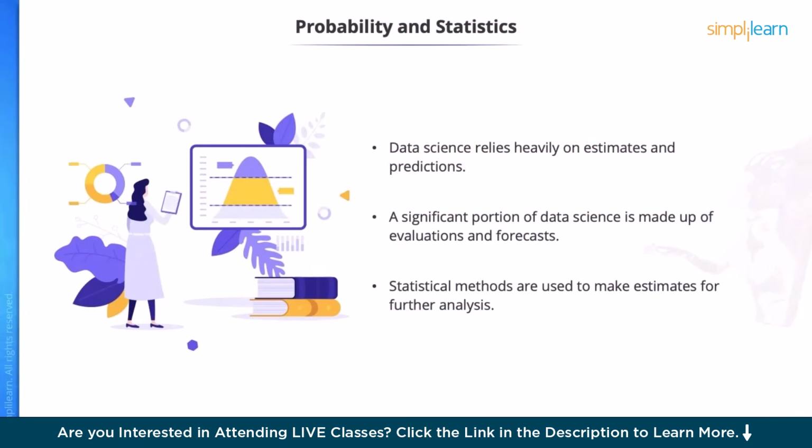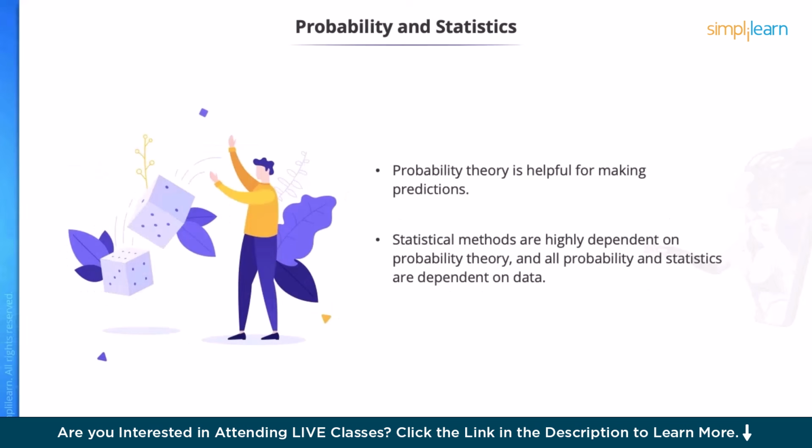Basics of statistics and probability. Data science relies heavily on estimates and predictions. A significant portion of data science is made up of evaluations and forecasts. Statistical methods are used to make estimates for further analysis. Probability theory is helpful for making predictions. Statistical methods are highly dependent on probability theory, and all probability and statistics are dependent on data.